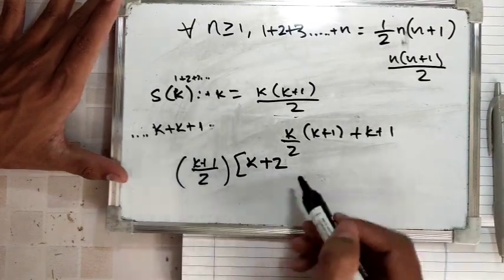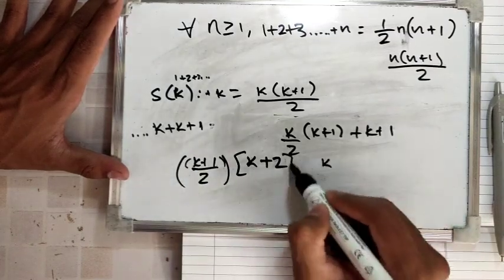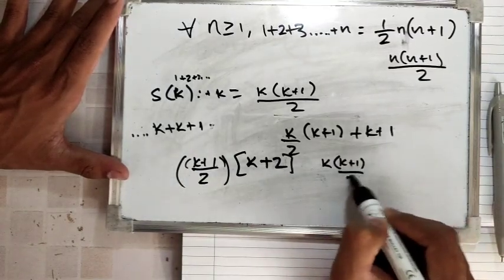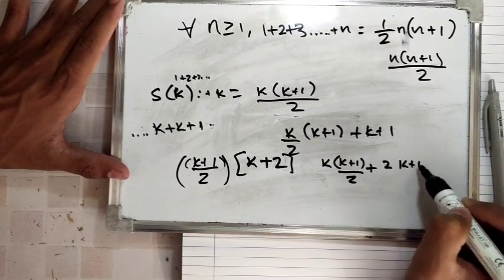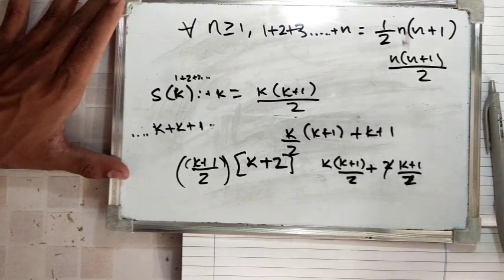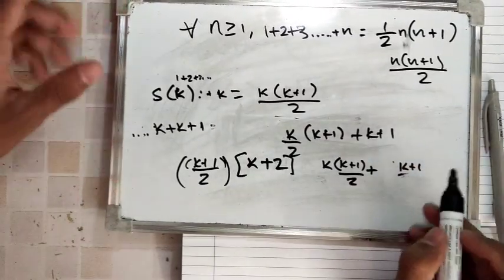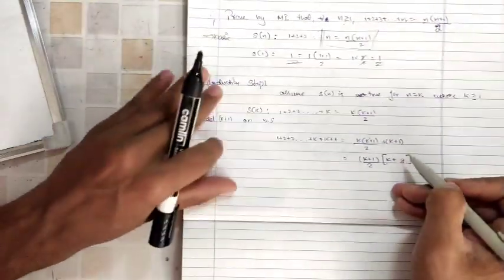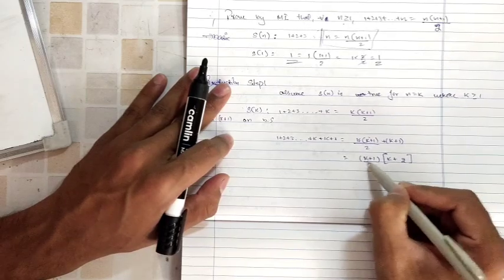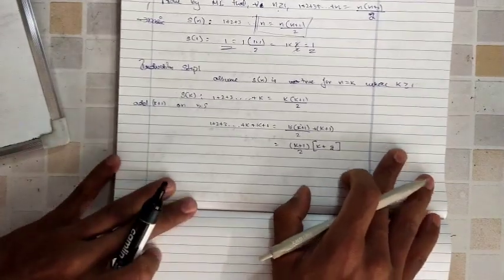How? If I multiply inside now, what I will get, k into k plus 1 by 2 again plus 2 into k plus 1 by 2, such that this 2 gets cancelled, so I will be getting the original term. That's why I am writing 2 here above. Instead of k plus 1, 2 will come, such that if I multiply, this 2 and this 2 get cancelled, so only k plus 1 will be remaining over here. Was it not visible? Yeah, it was visible, sorry for that.